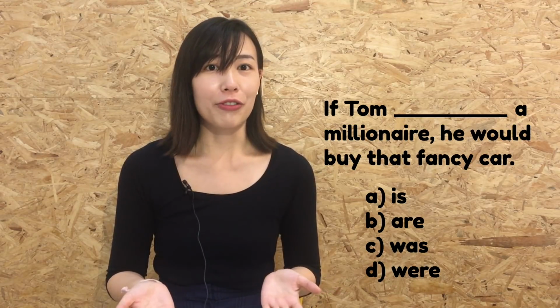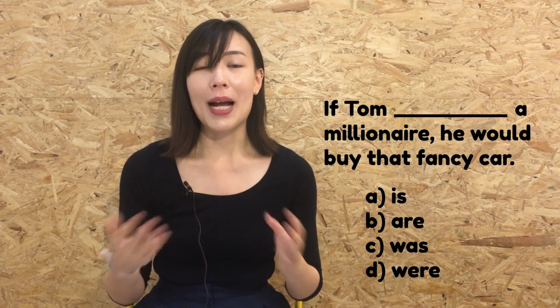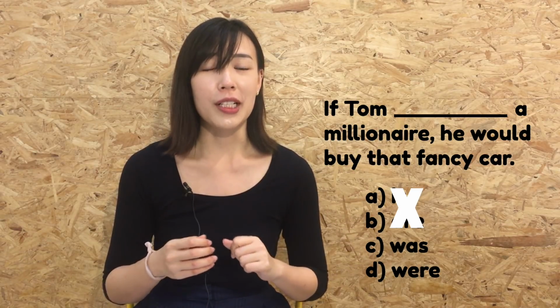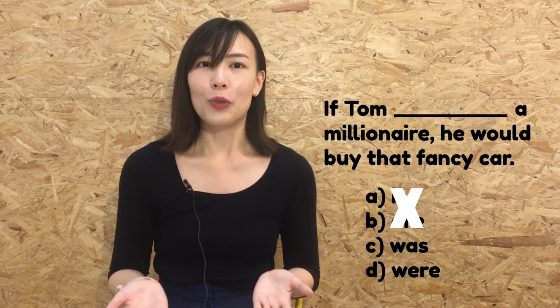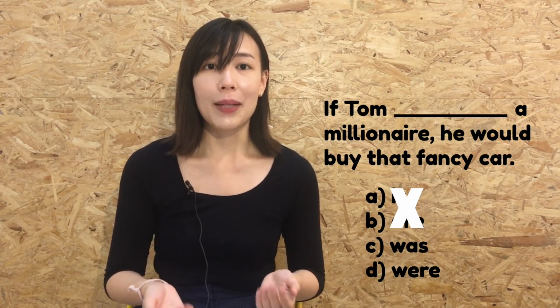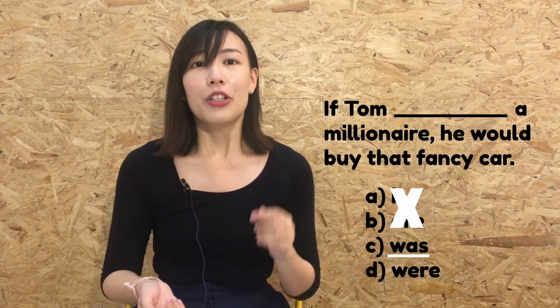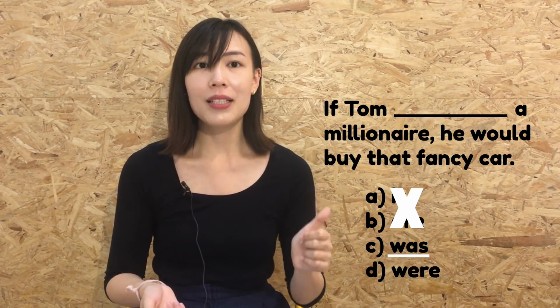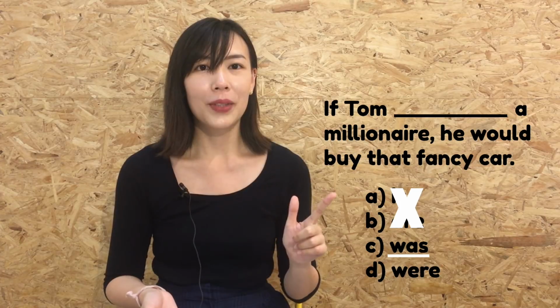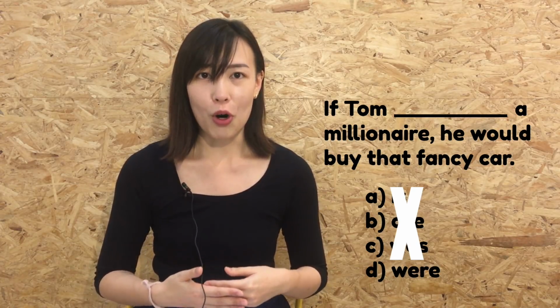Based on what I've just shared with you, you will know that we have to use the past tense verb. So you would remove is and are from your list of options. So now we're left with was and were. Which one do you think you would choose? Some of you might be very tempted to go for the word was. You pick the word was because it's in past tense and you are also checking for agreement since Tom is singular. However, that's actually wrong.